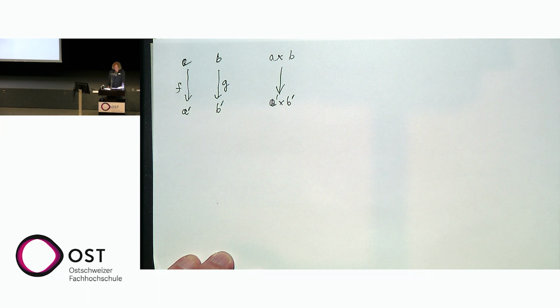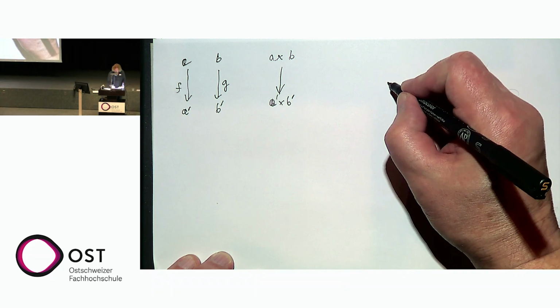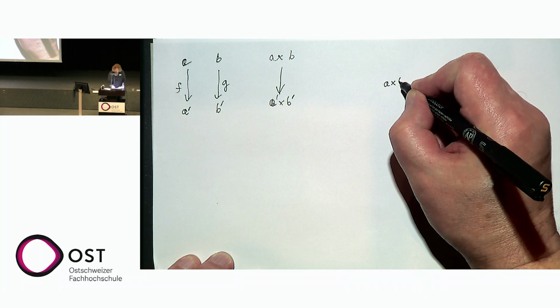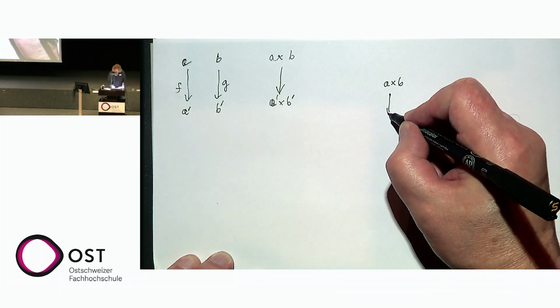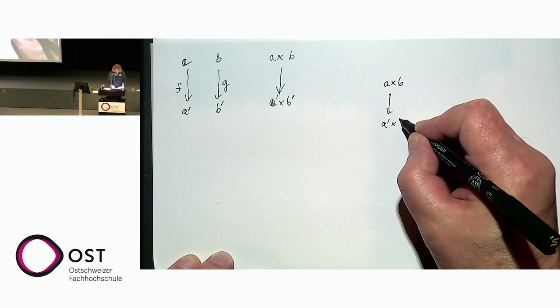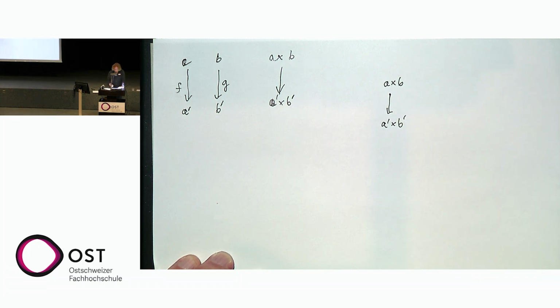Okay. Well, how would I go about doing this? Okay, I want to find a function. So this is how you solve these problems using diagrams. I want to find a function from A cross B to A prime cross B prime. Okay, so let me call this function H.